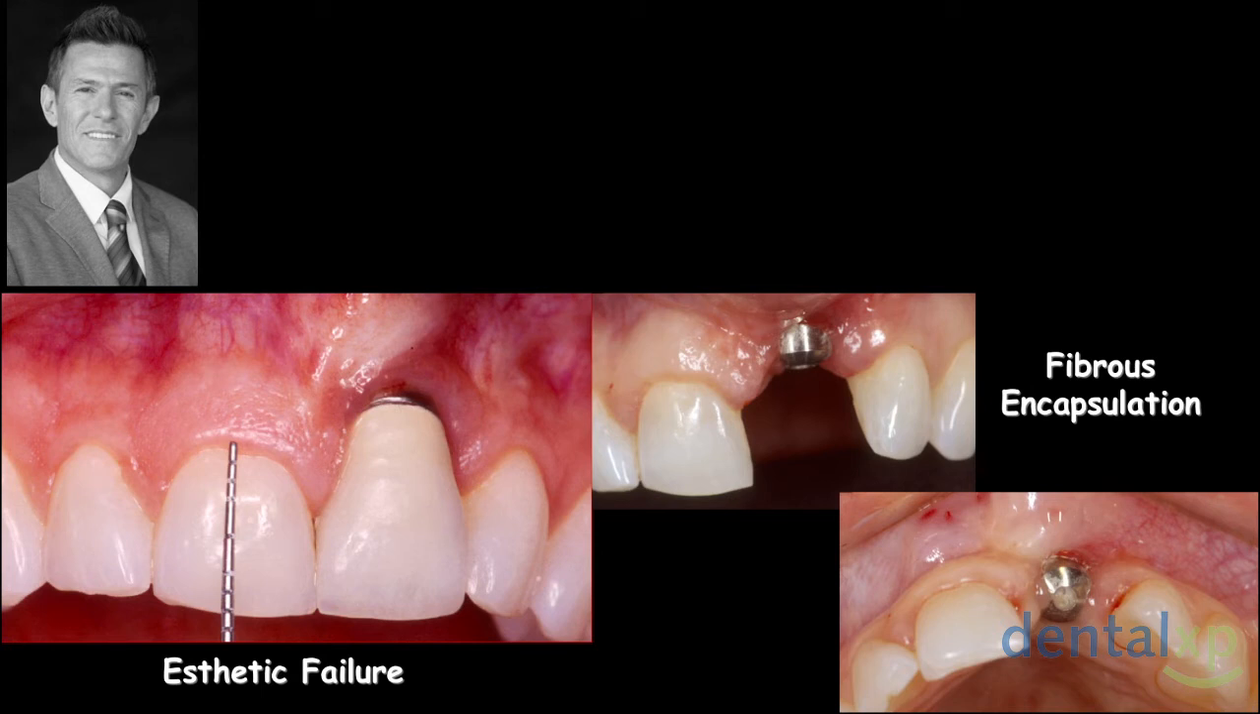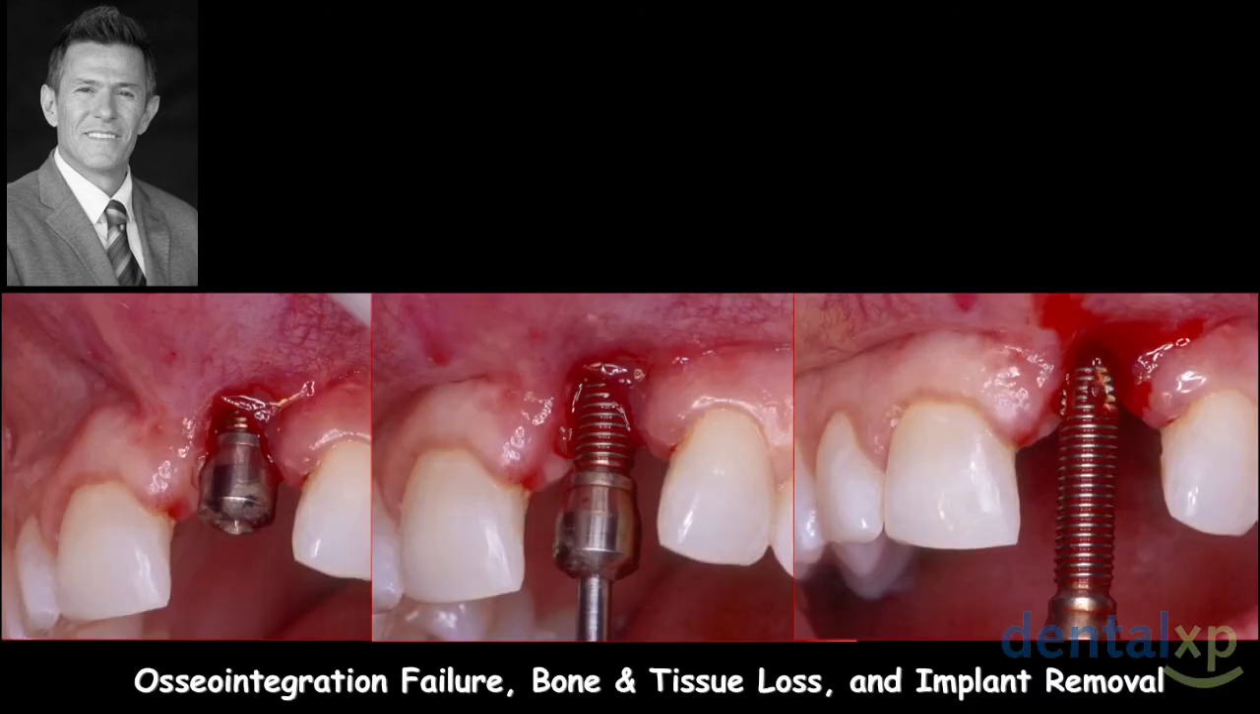One of the first things we have to do is, the implant's fibrous encapsulated, so we're going to place a healing abutment on it and counter torque it and just remove it. And this is a pretty long implant, came out very easily, but it left behind absolutely significant soft tissue issues.